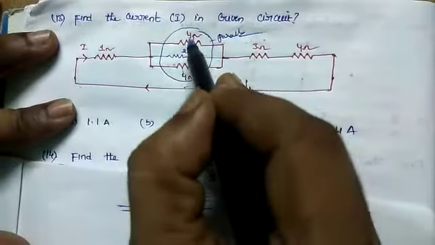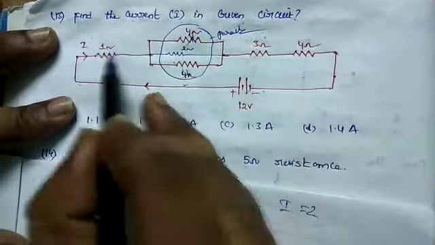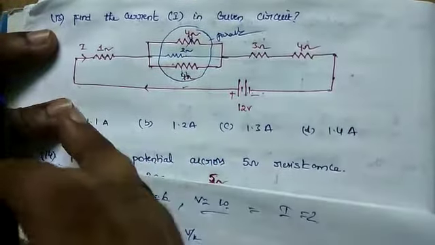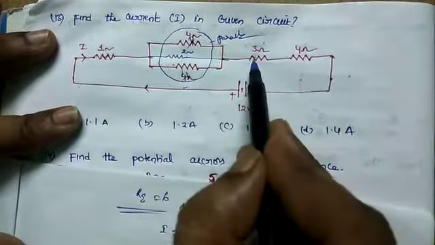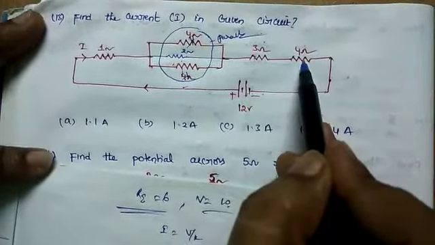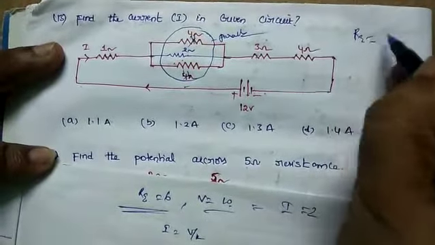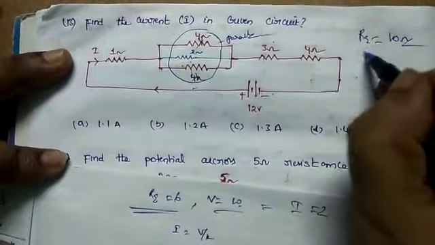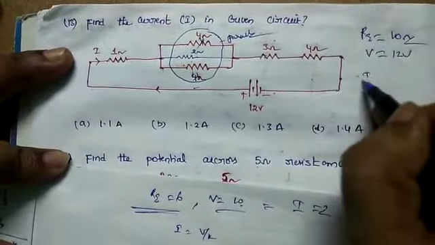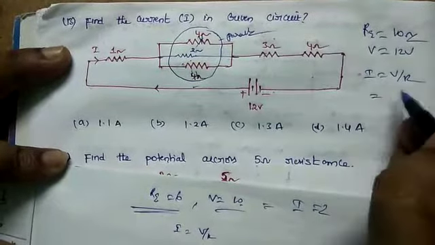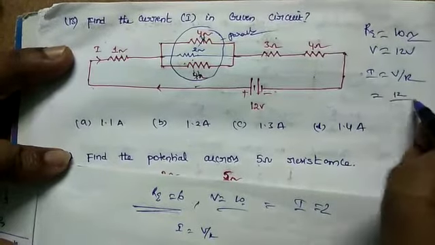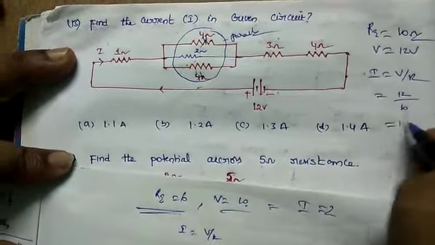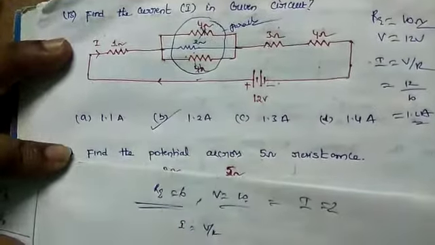So this one can be cancelled. Now 1 ohm, 2 ohms, 3 ohms, 4 ohms are in series. So 1 plus 2 is 3, 3 plus 3 is 6, 6 plus 4 is 10. 10 ohms is the equivalent. V is equal to how much? 12 volts. Then I is equal to V by R. So V by R means 12 by 10. 12 by 10 means what? 1.2 amperes. So B is the right answer.